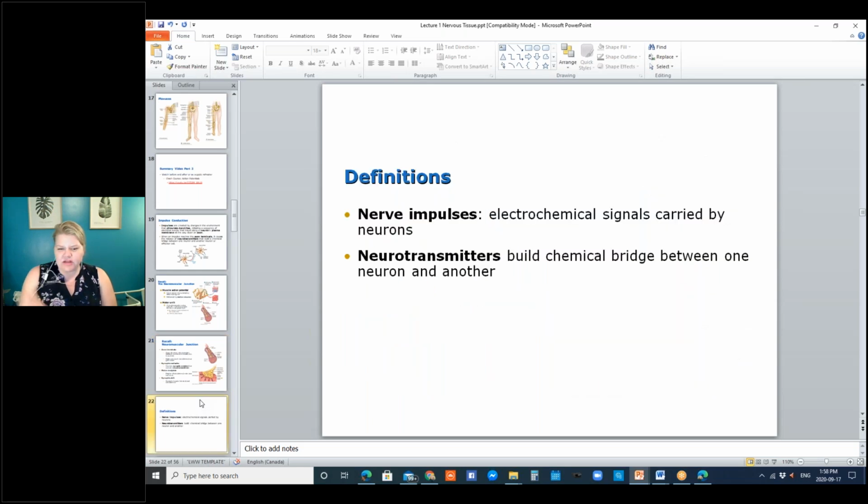Okay, so a couple of definitions. A nerve impulse is just an electrochemical signal carried by neurons, and neurotransmitters are a chemical bridge between one neuron and another. I liked that. It's a chemical signal or chemical communication.